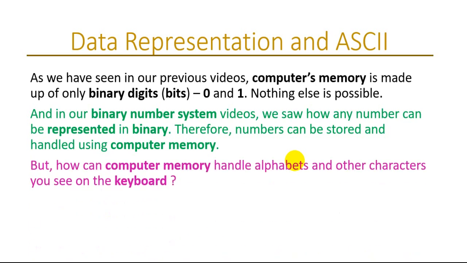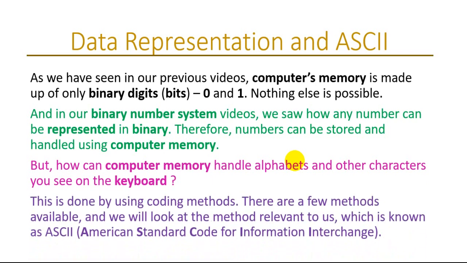But how can the computer memory handle alphabets and other characters, like A, B, C, and D, or question marks, commas, and semicolons, and the many other characters that you see on the keyboard? How does the computer manage this inside? That's the question we have. This is done using a coding method. How all these characters are managed in the computer is based on a certain coding method, and a few different types of coding methods are available, but we will look at the one we are currently concerned with, called ASCII.